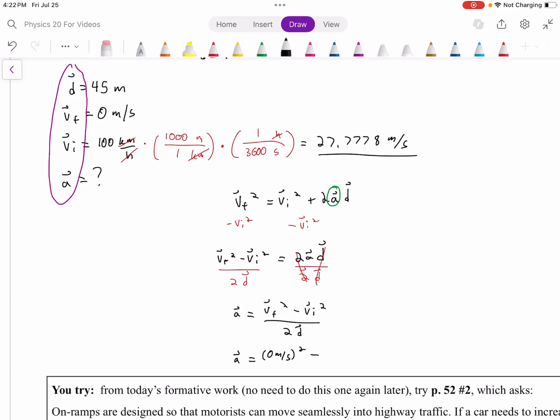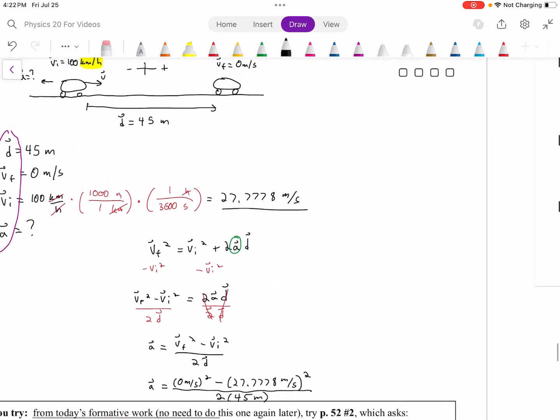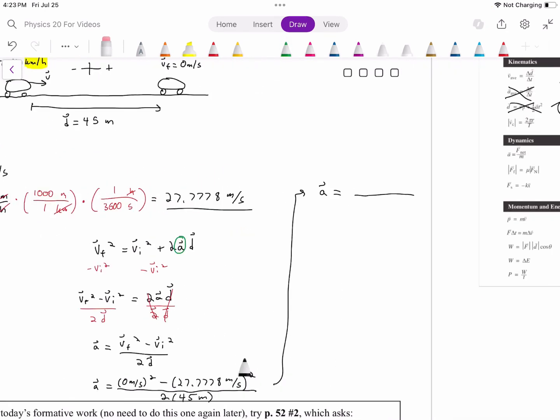The initial, we now know that's 27.7778 meters per second. Don't forget the squared, divided by 2 times our displacement, 45 meters. Okay, just going to move up here where I got some room. Now again, I would absolutely not recommend putting this all into your calculator in one big chunk. Don't be scared to split things up a bit, right?